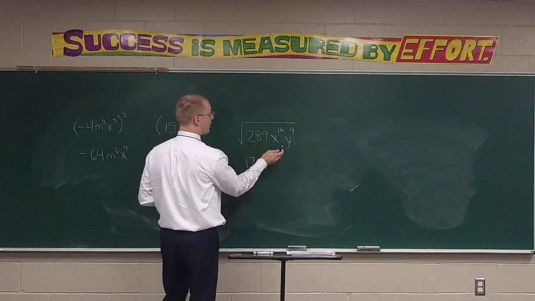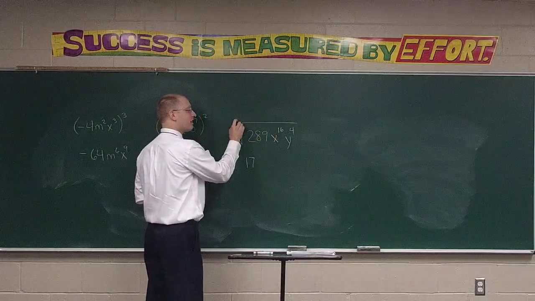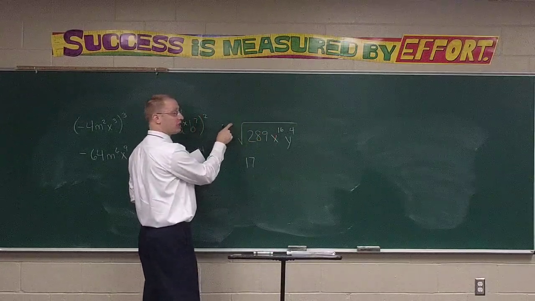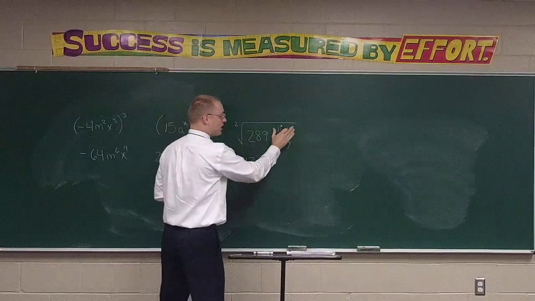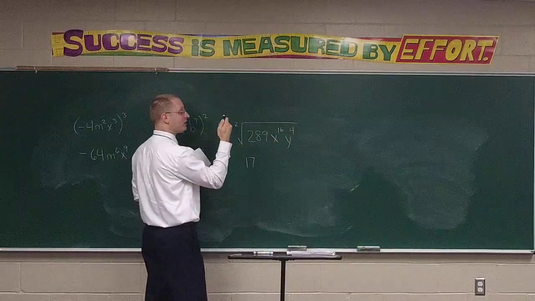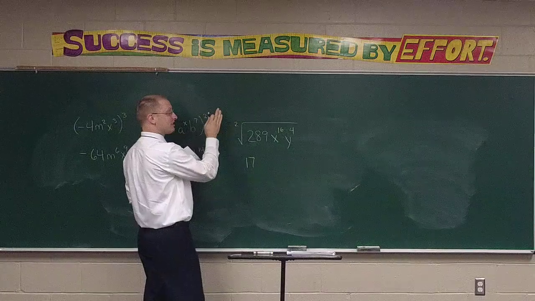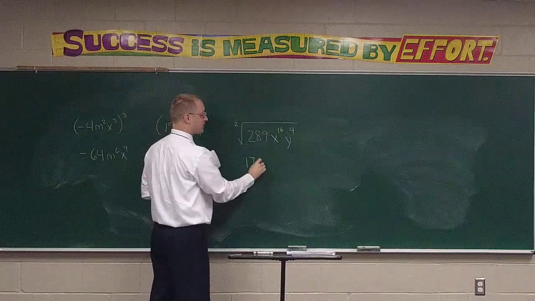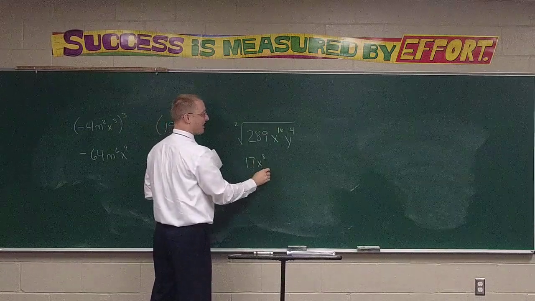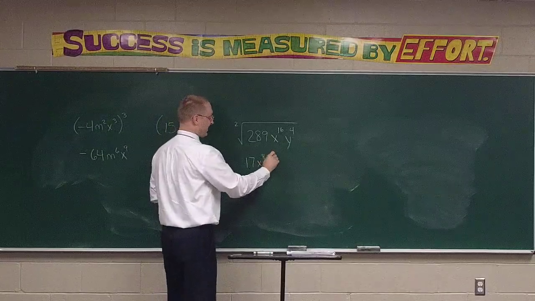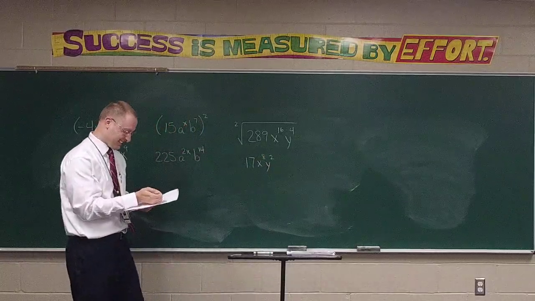All right, and then when we take the root, which is an understood 2 of powers, we divide exponent by index to get x to the 8th and y squared. You did it. I knew it.